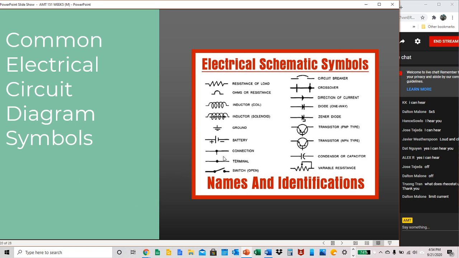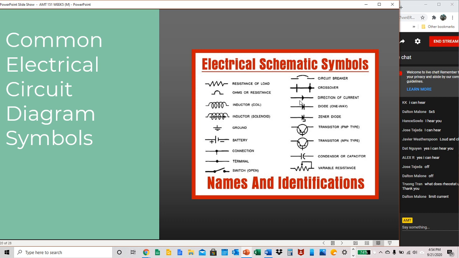Ground, another symbol for battery. And again, connection and terminal with our wires. Our switch is open. Our circuit breaker. Crossover of wires.